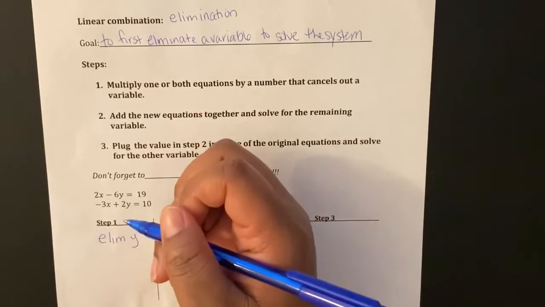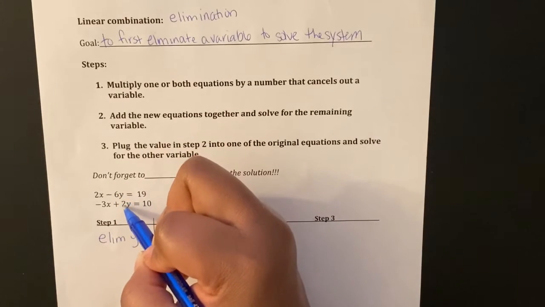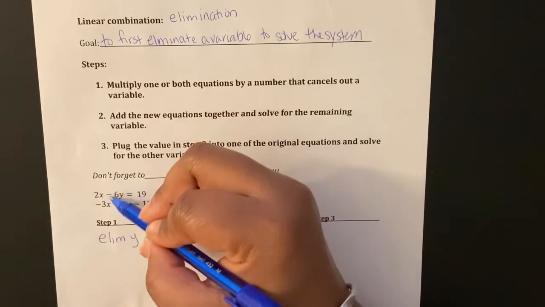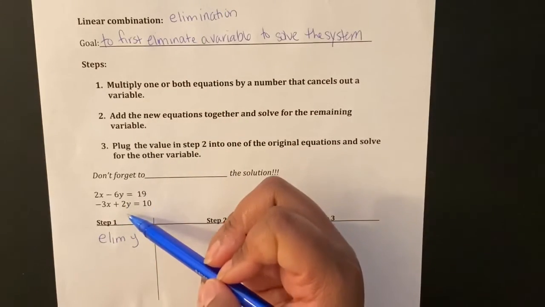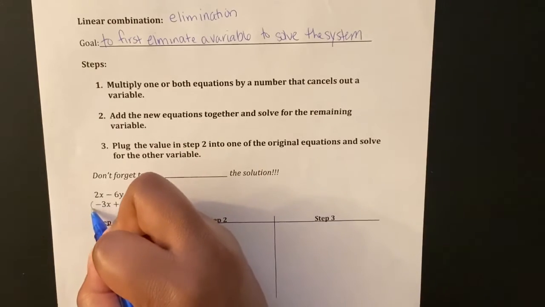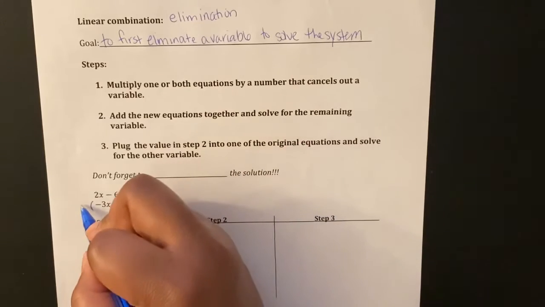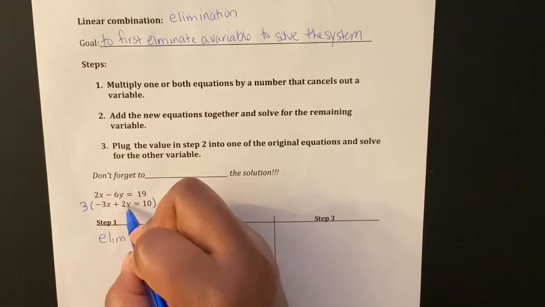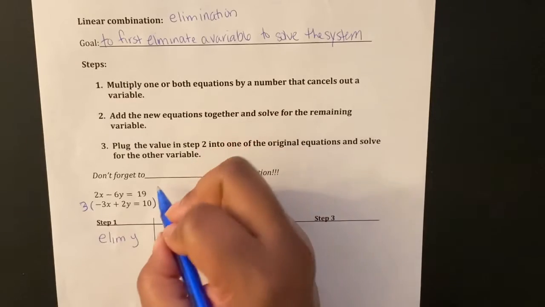Okay. And how I'm going to do that is, if I have a negative 6y right here, I need to make this 2y a positive 6y, because negative 6y plus 6y will eliminate and make it 0. So in order to make this 2y a 6y, I have to multiply this whole equation by 3, because the 3 will make this 2y a 6y. Okay. So let's do it.